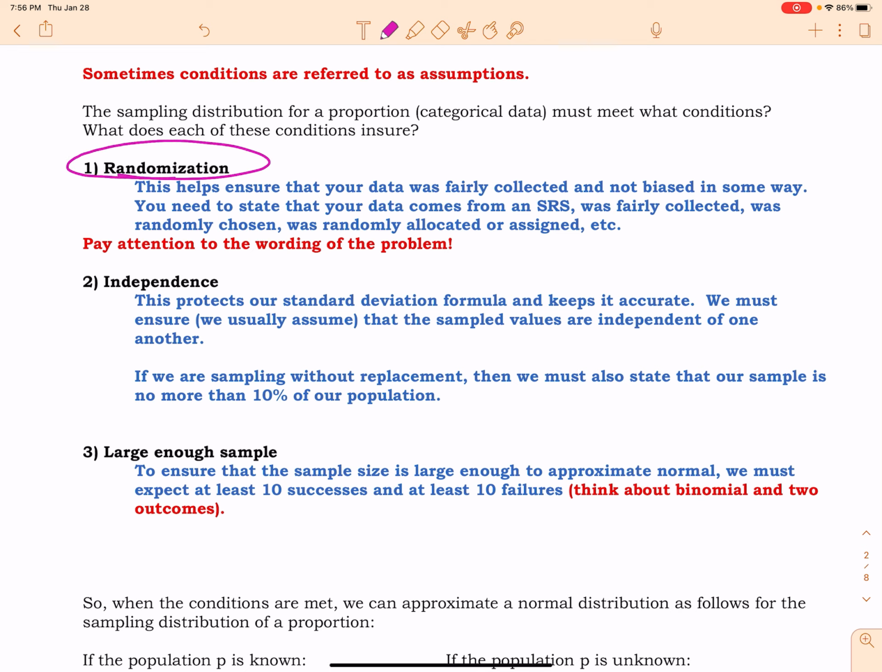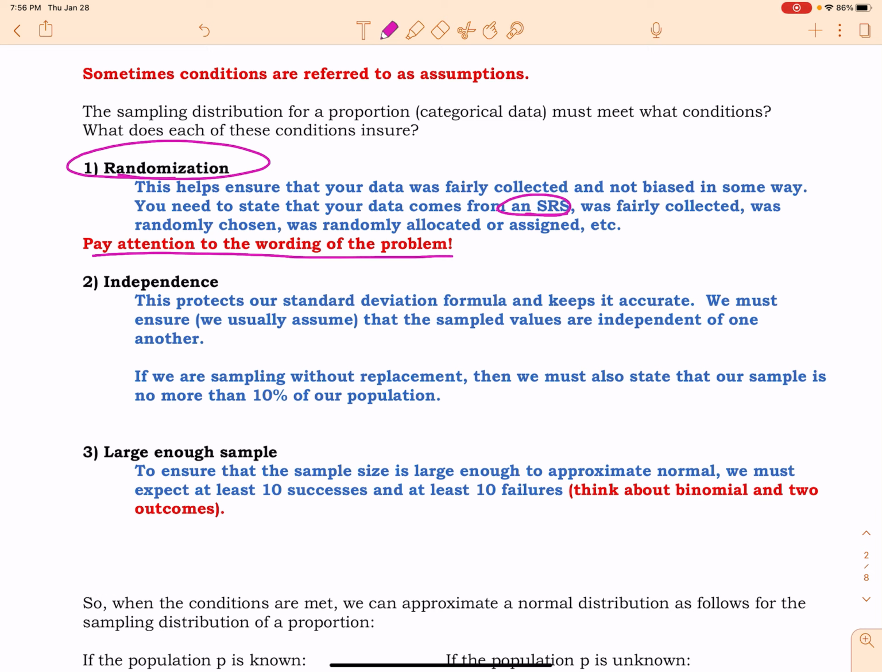We want to make sure that our data comes from a simple random sample. That way we know that we're avoiding bias at all costs. We have to pay attention to the wording of the problem. Sometimes they'll tell you it's a simple random sample. Sometimes they'll say the data was randomly collected, etc. So pay attention to that.